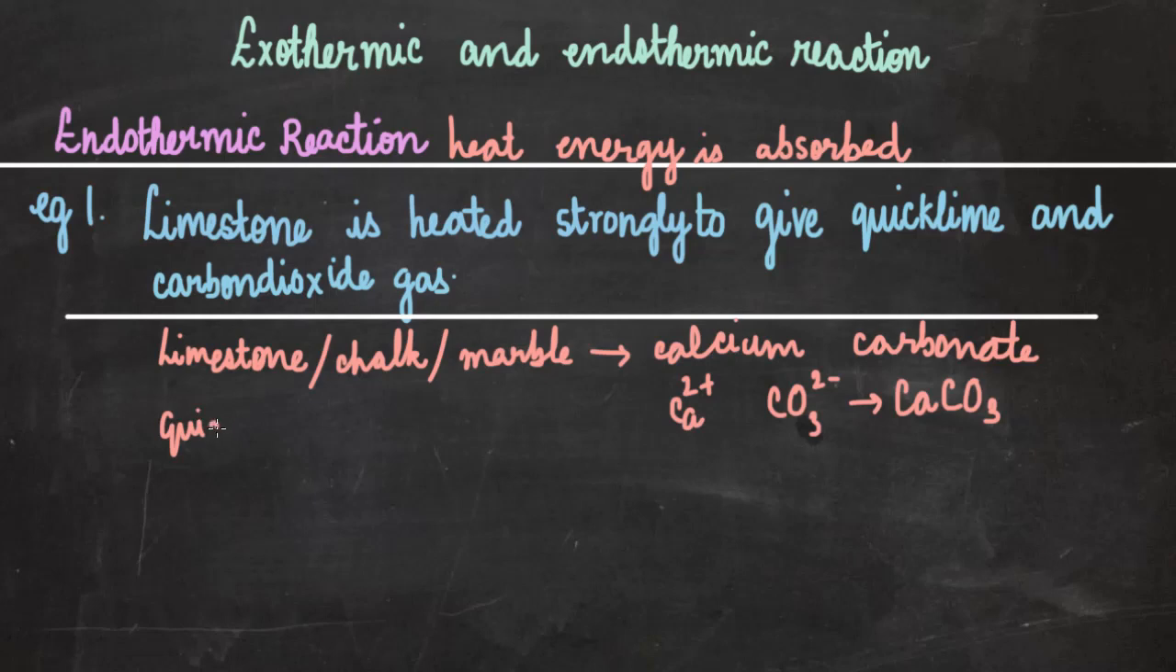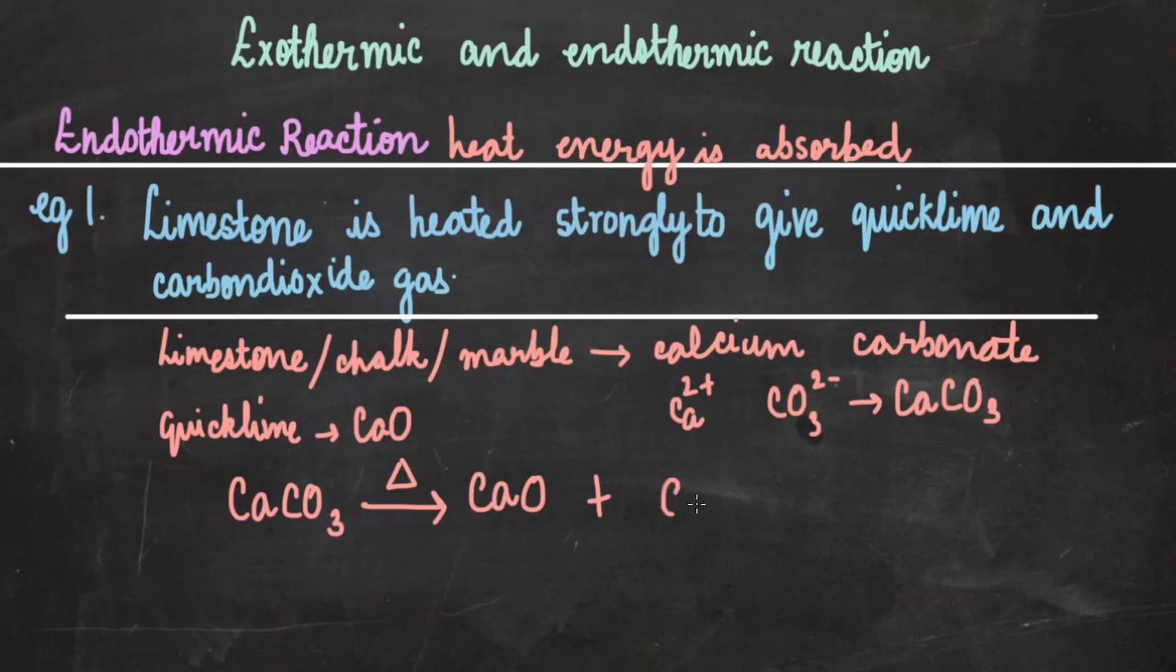Quicklime is calcium oxide, which is CaO. So now the reaction says that limestone is heated strongly. So CaCO3 and this is being heated. So I am drawing the symbol of heat on the arrow and it gives quicklime, which is calcium oxide, and carbon dioxide gas. And let us write the states now. Calcium carbonate is solid, calcium oxide is again solid, carbon dioxide is gas.